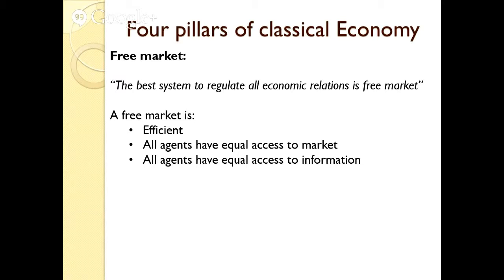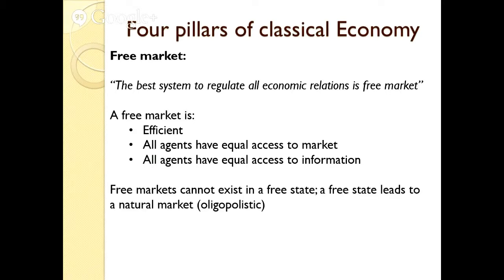Another property of free market is that all agents have equal access to information, because this is also very important. If you want to buy something, you need to know what you're buying and where you can buy something which is cheaper, or more expensive if you want.